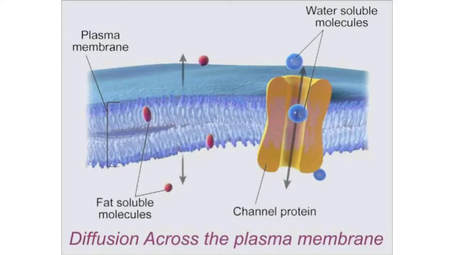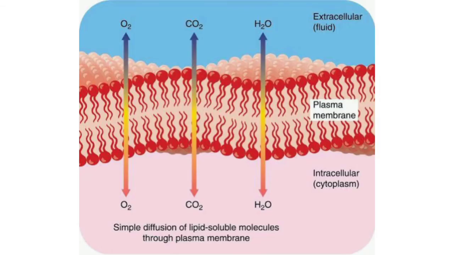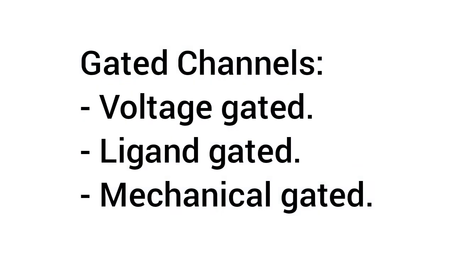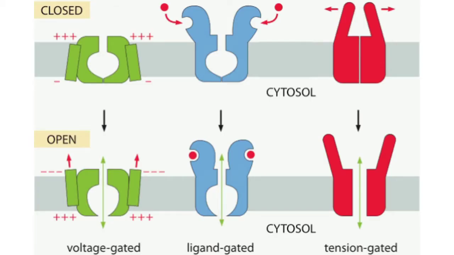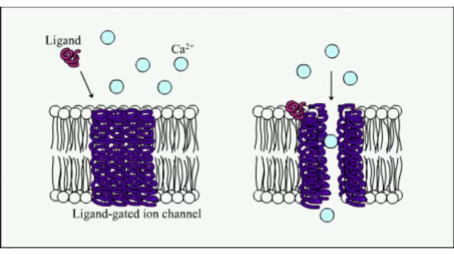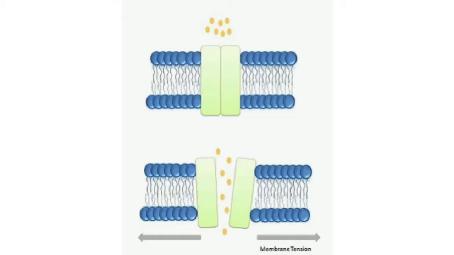Lipid soluble substances directly diffuse through the cell membrane, like oxygen and carbon dioxide, whereas lipid insoluble substances move across the cell membrane through gated channels, like electrolytes. There are three types of gated channels: voltage gated, ligand gated, and mechanical gated channel. Voltage gated channels open when there is a potential across the gates, ligand gated channels open when the ligand binds to the gate, and mechanical gated channels open when pressure is applied on the gate.